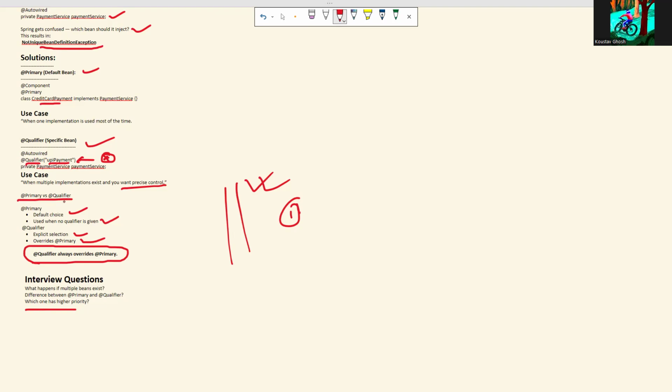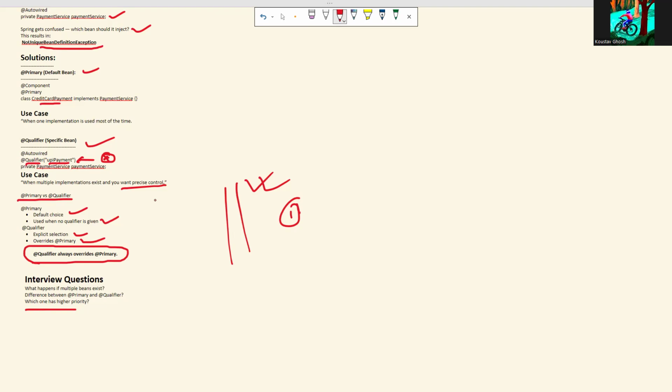So always remember that you need to specify the names, the bean names, when you use the qualifier. Also, using field injection, which you need not use, and not understanding the default behavior. These are the common mistakes developers make.